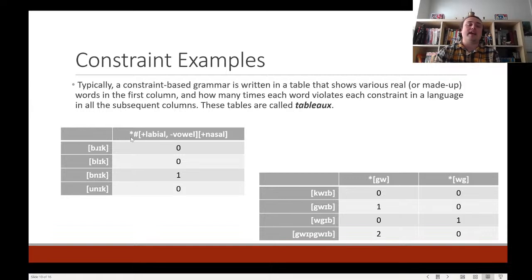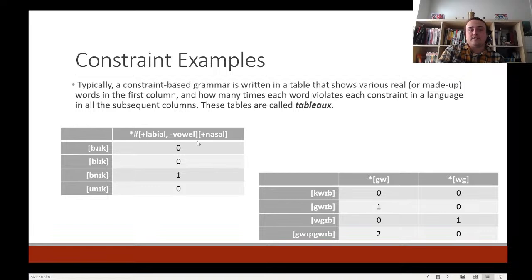The asterisk is saying that we don't want to have whatever is described in the constraint name. The hash symbol is saying that we're going to be talking about the beginning of the word, since it's to the left of the rest of the material here.